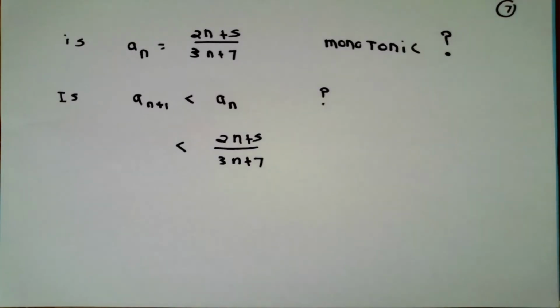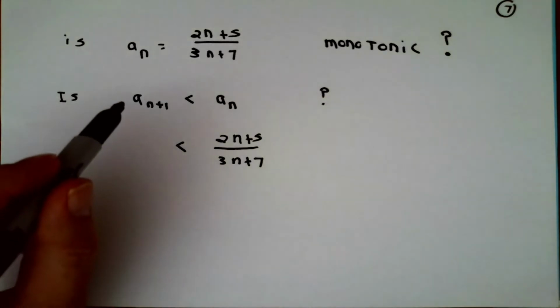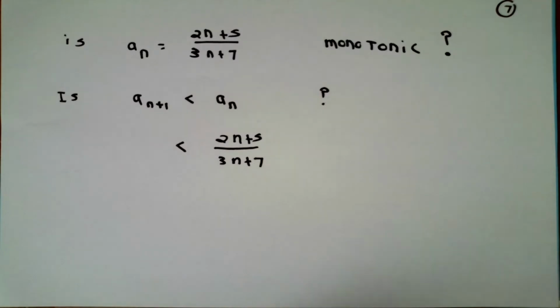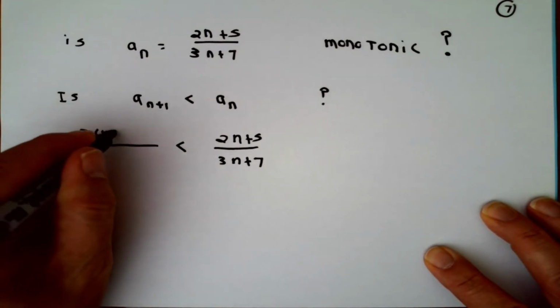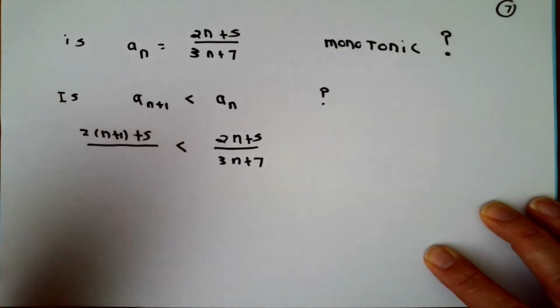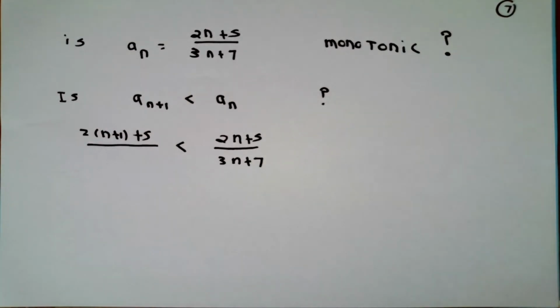But for the other one, I need to be a little bit careful. The other one, a_{n+1}, is one of the a numbers, and its index is named n plus 1. The top of the fraction is going to be what I get when I double n plus 1 and add 5. And the bottom of the fraction is going to be what I get when I triple n plus 1 and add 7.